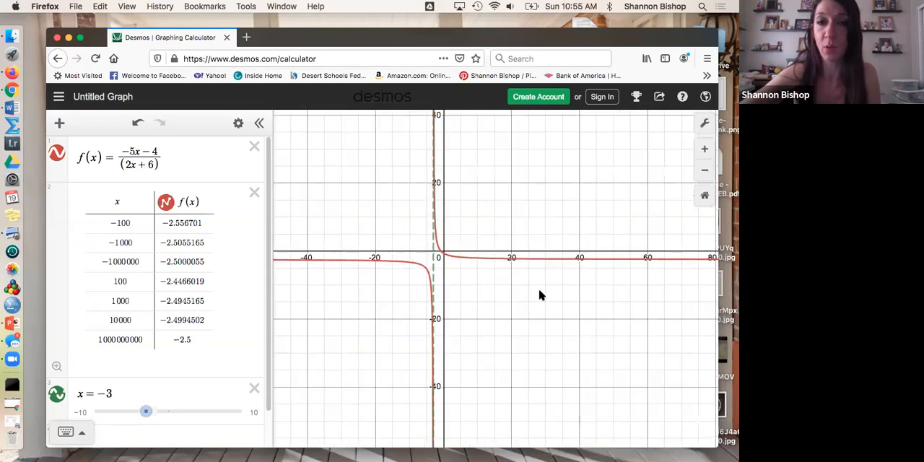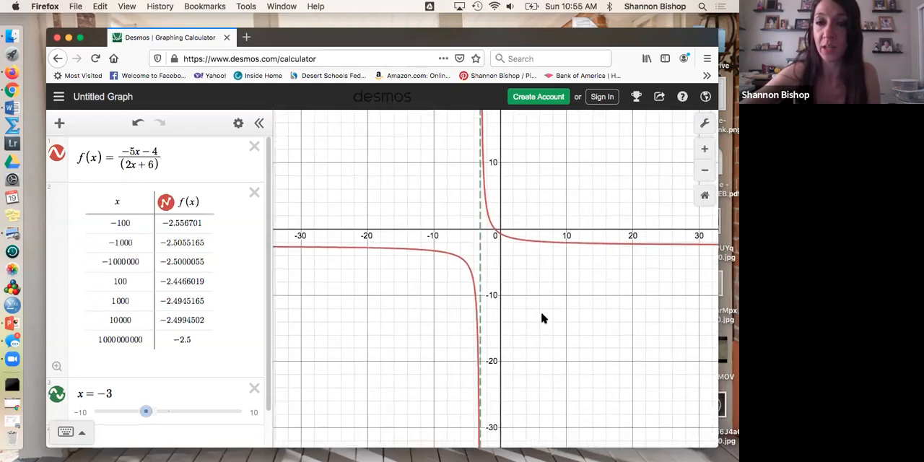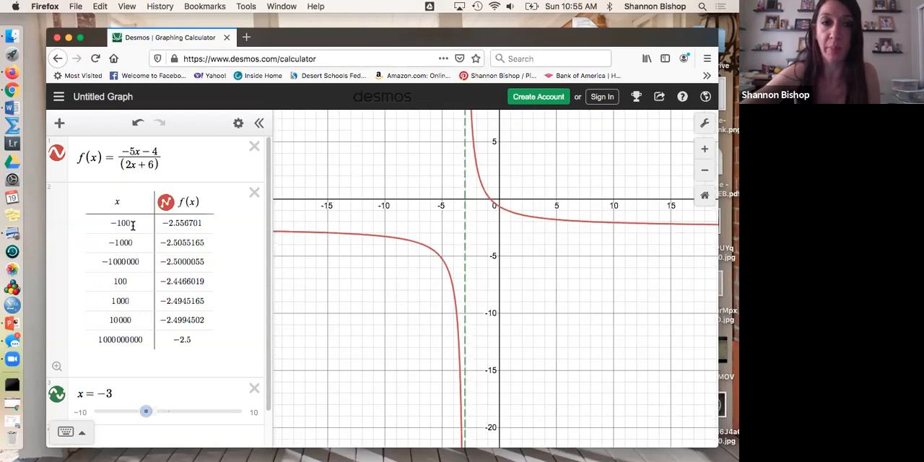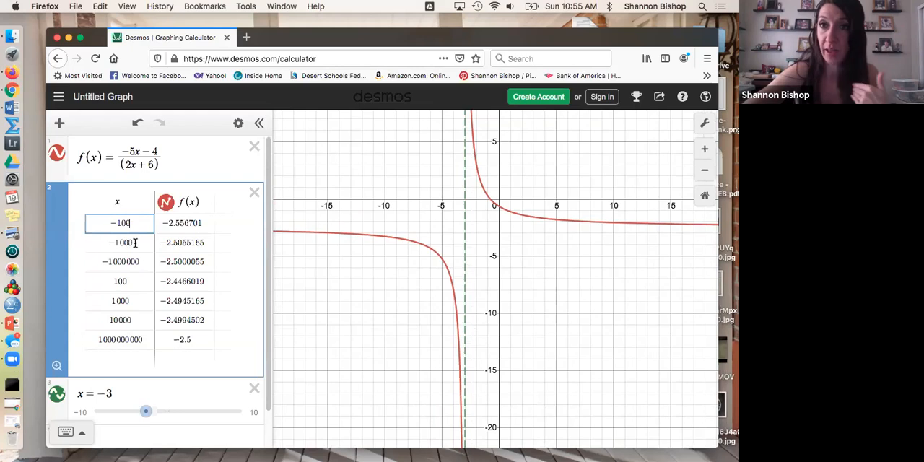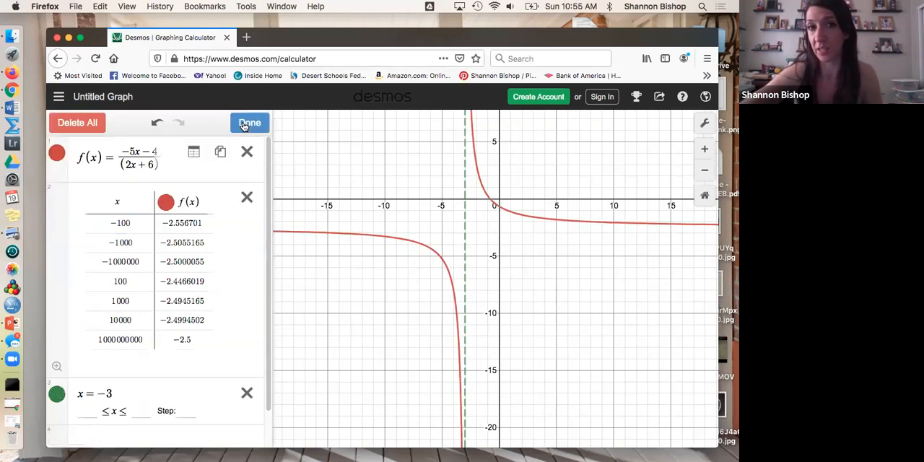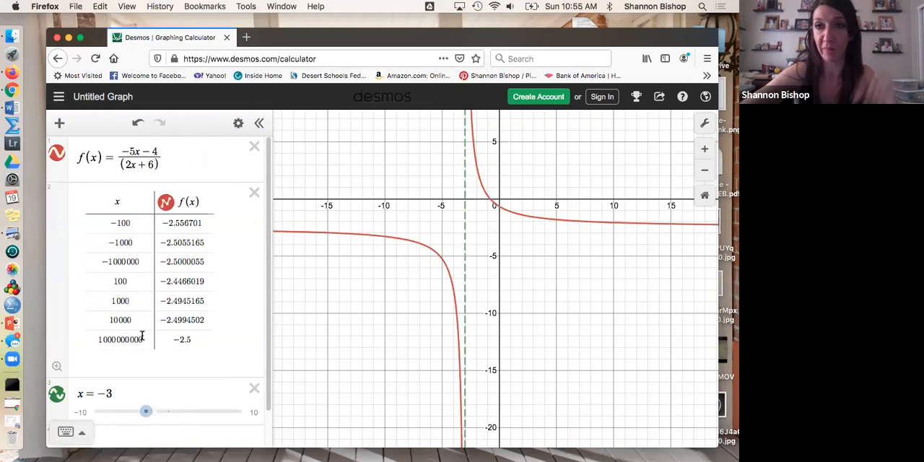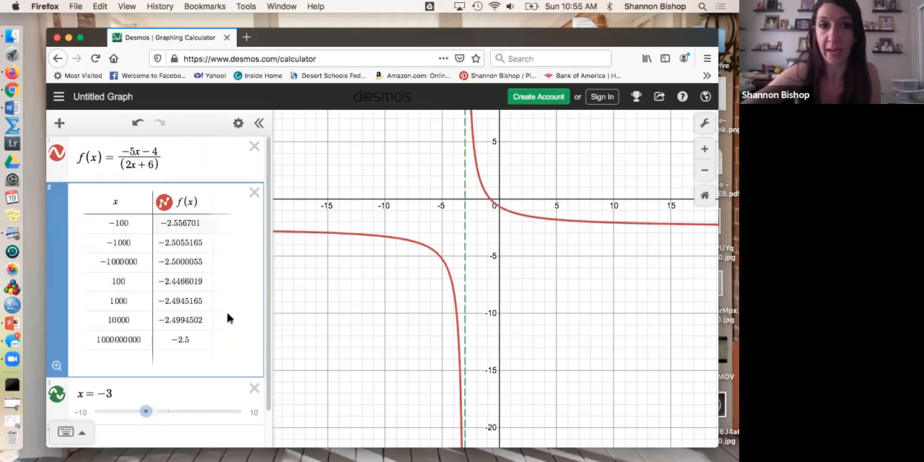And so to explore this, once again, what we want to look at is what happens when I plug in really big numbers. So if you left your table there like I did, it should have automatically filled in. If not, you just have to go back up here, go to the wrench, and then click table. But I already have mine here, so it's already filled in. So look at this. I plug in negative 100, I get negative 2.55. I plug in negative 1,000, I get negative 2.505. I plug in negative, what is that, a million.